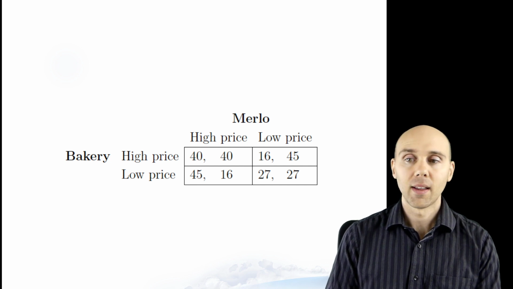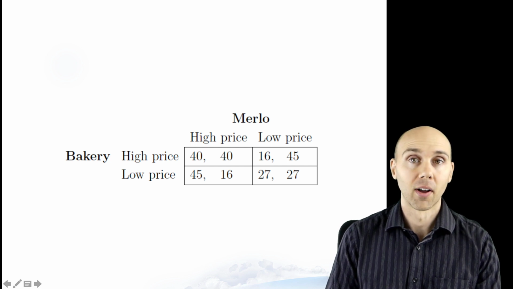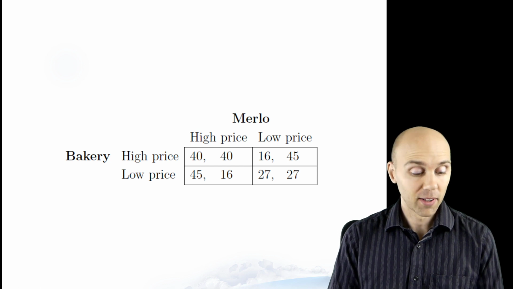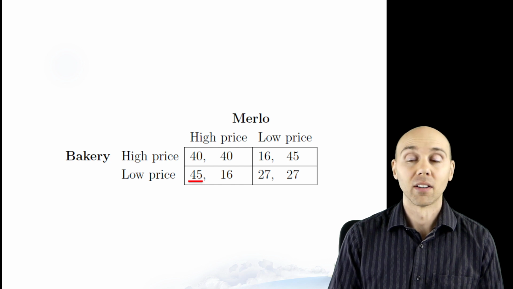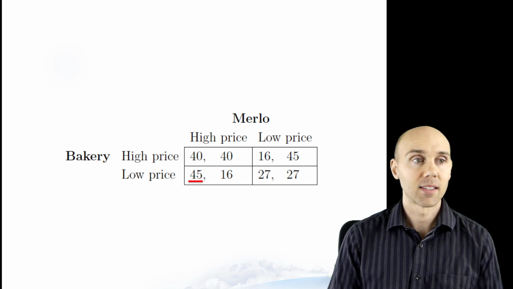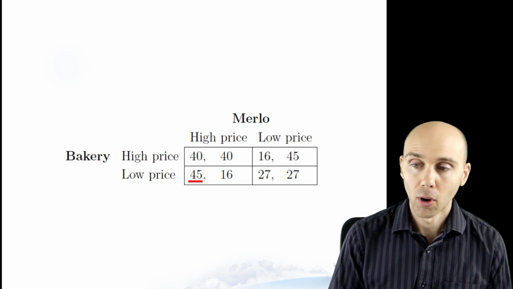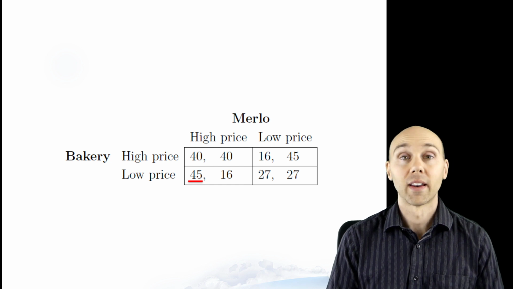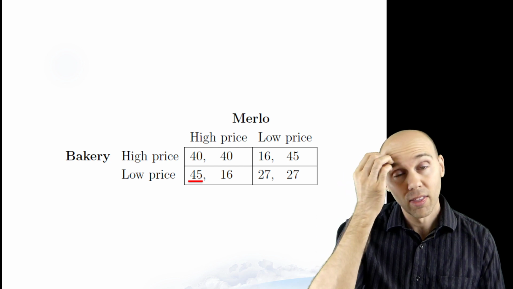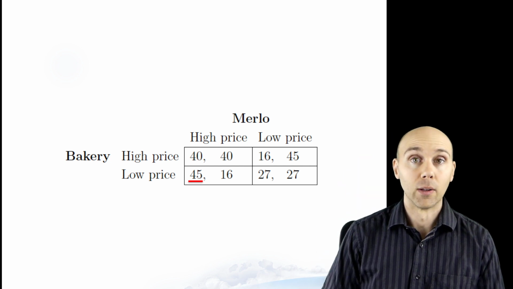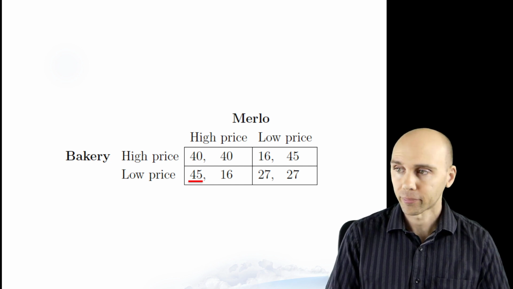Well, let's look at the bakery. The bakery can set a high price and get 40, or a low price and get 45. We're looking at the first column. Obviously 45 is better than 40, so we circle or put an asterisk or underline that particular payoff. So that's a line under the 45, and that signifies that Honor Roll Bakery should set a low price if Merlot sets a high price. And just to recap, in each cell, the first payoff is the payoff to the row player, bakery, and the second payoff is for the column player, Merlot.